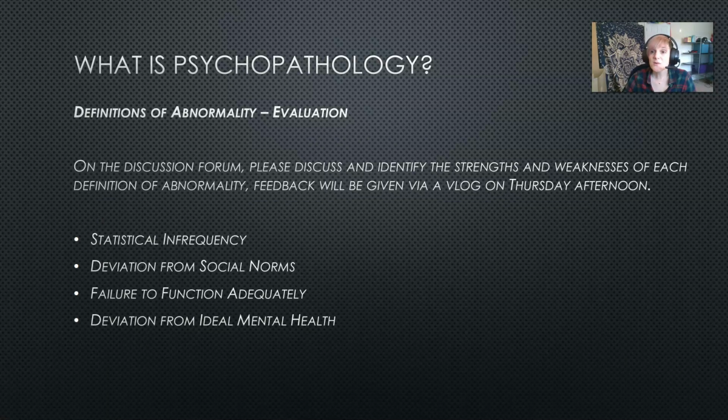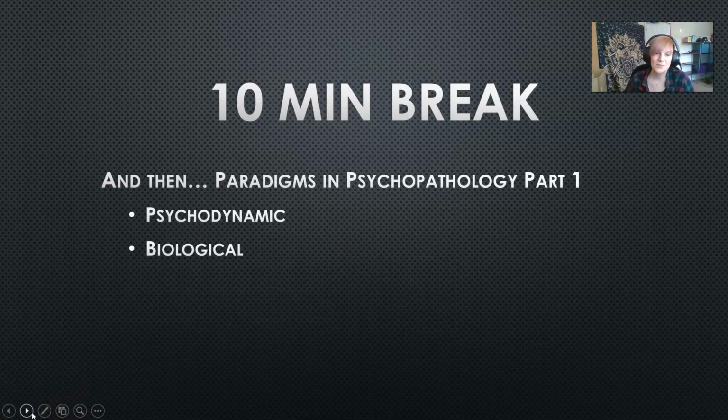So, you will find on the Moodle page a forum where you can submit your responses to this question. Please discuss and identify the strengths and weaknesses of each definition of abnormality. Feedback for this will be given via a vlog on Thursday afternoon. You needn't necessarily spend a lot of time on this. In the session, I would have asked you to spend 20 minutes on this task in groups, so please spend approximately that length of time on this task now. After this task, we will take a 10-minute break before we move on to Paradigms in Psychopathology Part 1.